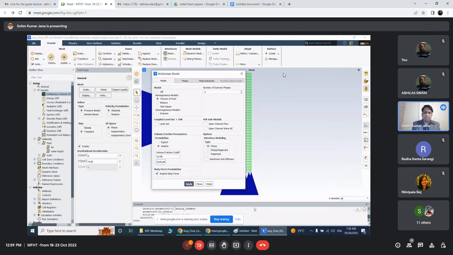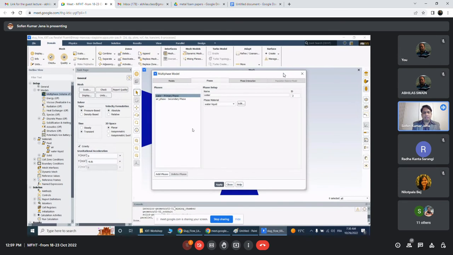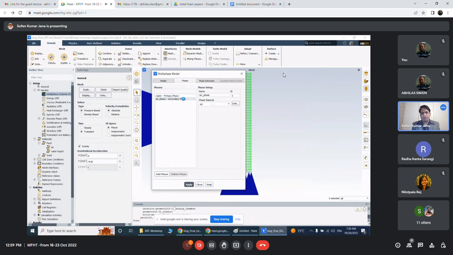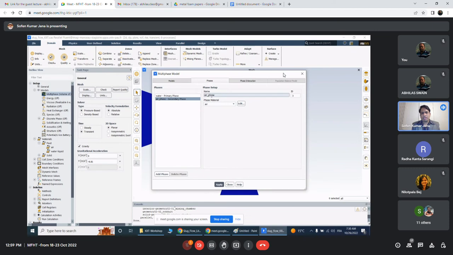Then coming to the phase tab. First define the primary phase. So I define water as my primary phase. Go to the phase material, choose water as the liquid phase, my primary phase. Come to the secondary, we just choose air as the phase. Then my phase material is air. This is my secondary phase.